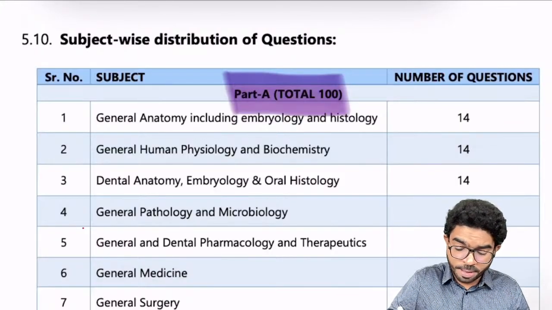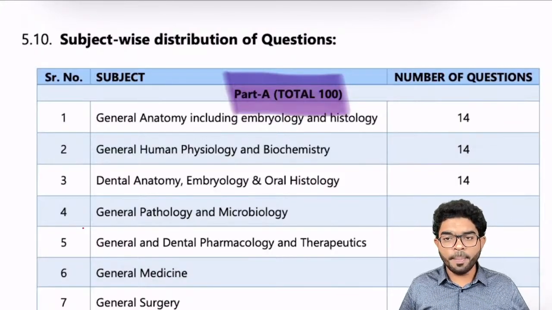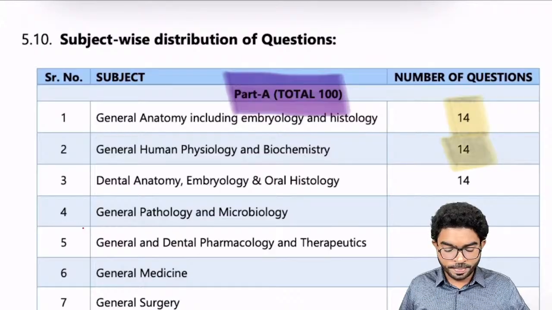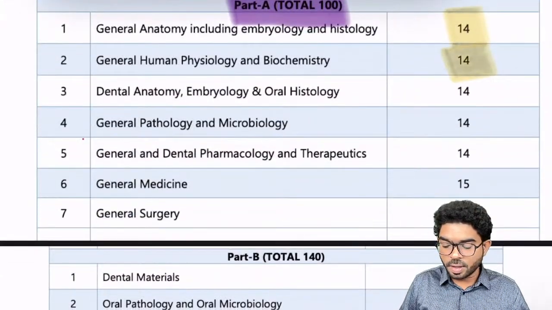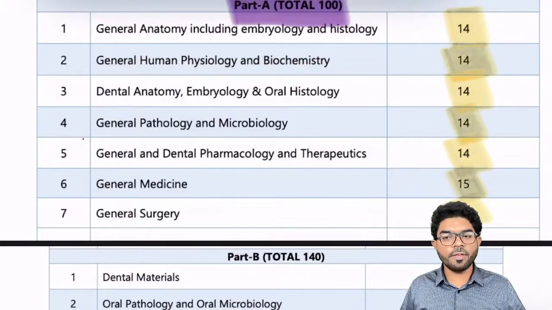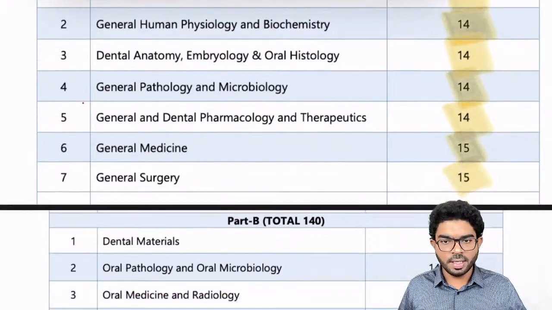Coming to the question patterning, general anatomy with embryology and histology carries 14 marks. Physiology and biochemistry carry 14. Dental anatomy and dental histology carry 14. General pathology and microbiology carry 14. Pharmacology carries 14. General medicine and general surgery together carry 15 plus 15. This is where part A ends.